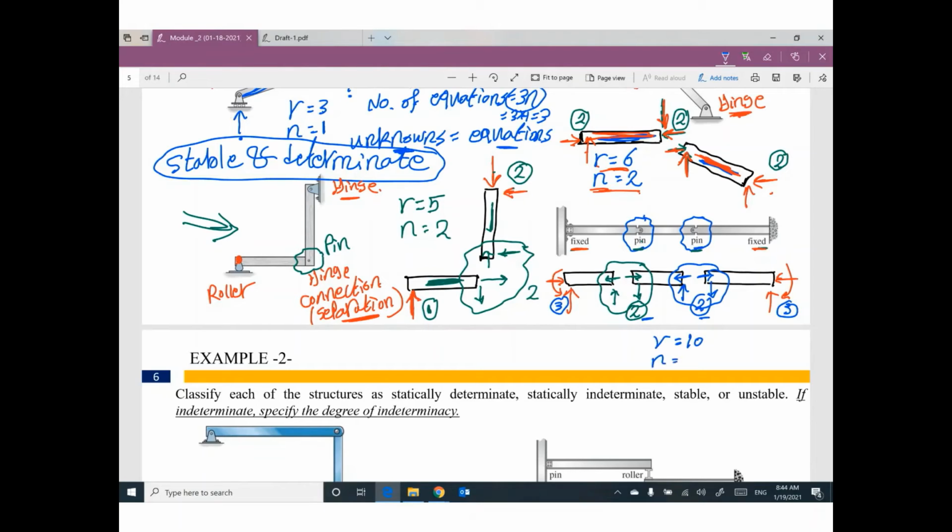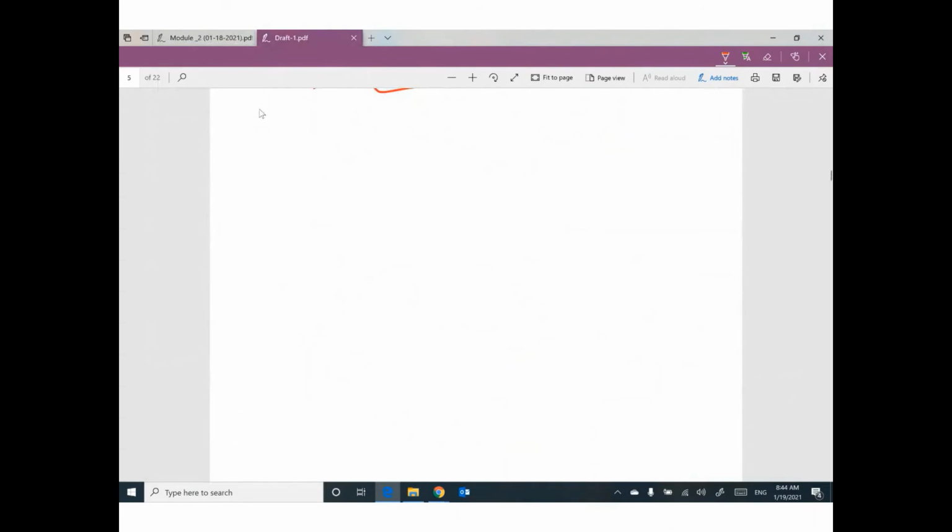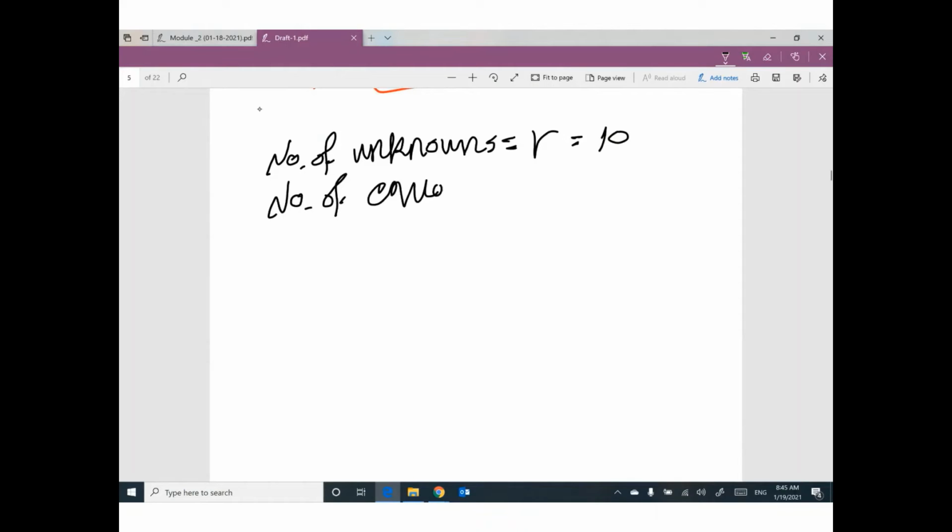How many parts do you have? How many parts here? This part, and this part. So we have 3. Let's do our calculations. Number of unknowns, which is R equal 10. Number of equations, which is 3n, will be 9. So finally, number of unknowns greater than number of equations.